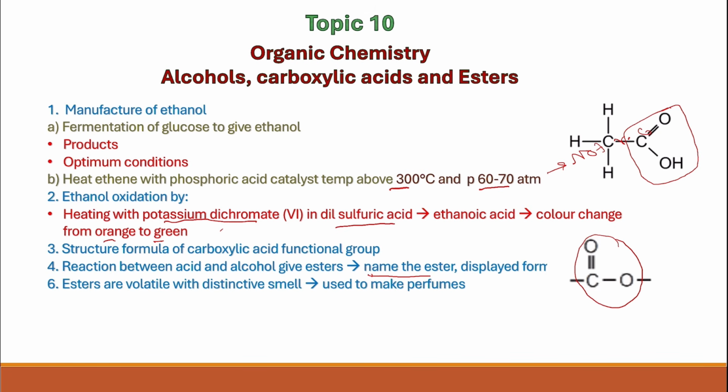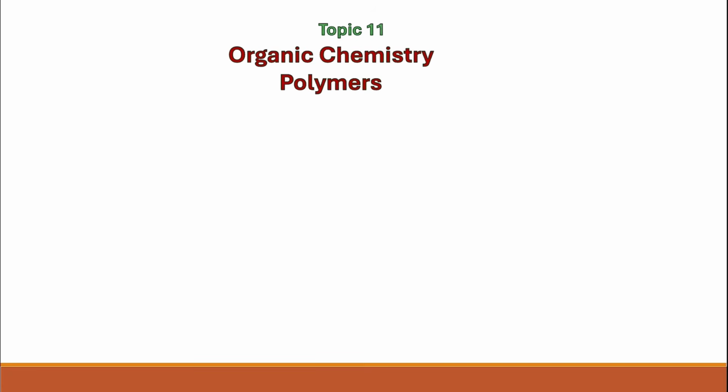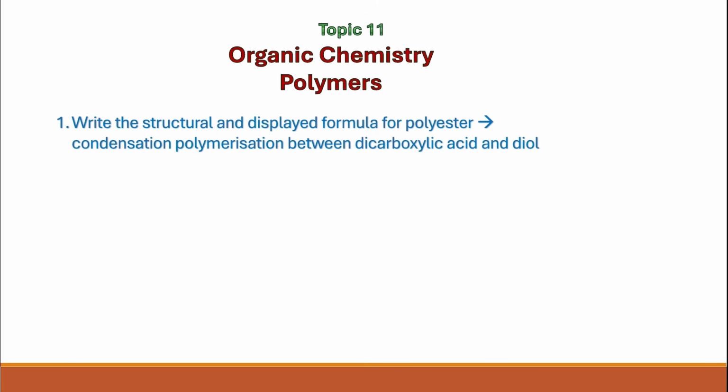Remember the uses of esters. Esters are volatile with distinctive smells, so they are used to make perfumes. As for polymers, condensation polymers are the only type of polymers that come in paper two. It's not very common. I wouldn't be surprised if there was nothing about polymers in your exams. But the type of questions that come with condensation polymers are typical.